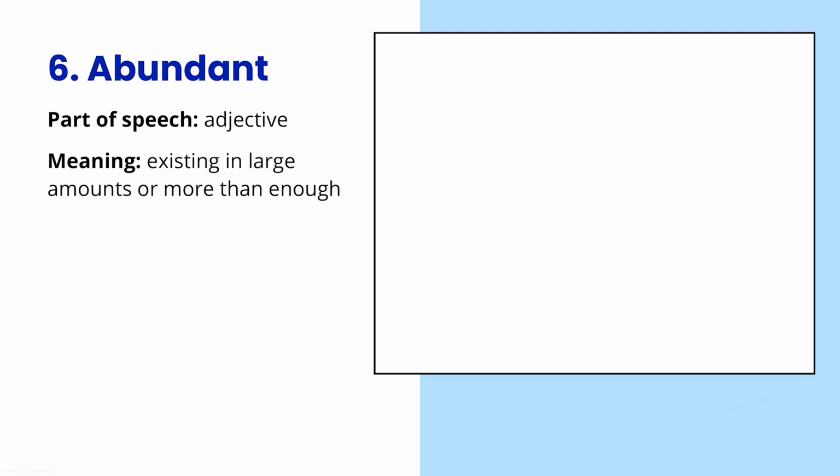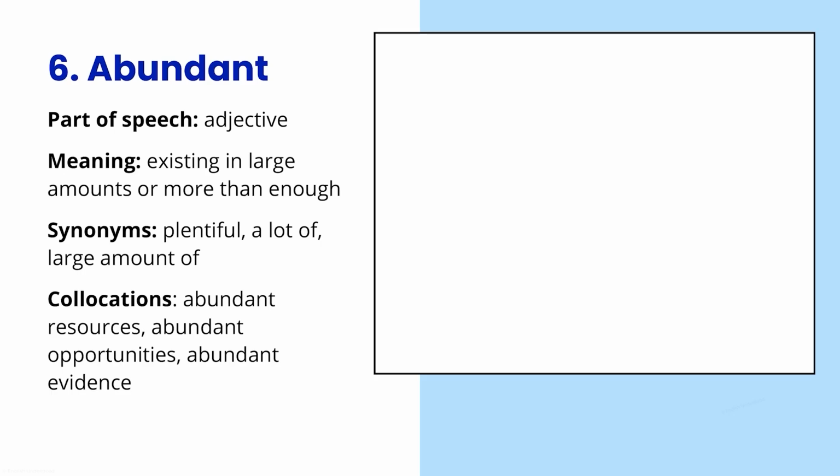Abundant is an adjective, and it means existing in large amounts or more than enough. Synonyms: plentiful, a lot of, and a large amount of. Collocations: abundant resources. So this means a lot of resources, more than enough. Abundant opportunities, same thing. Abundant evidence, same thing. A lot of evidence, more than enough.